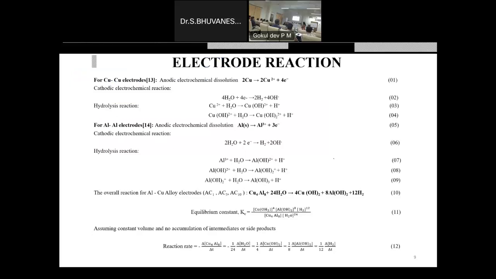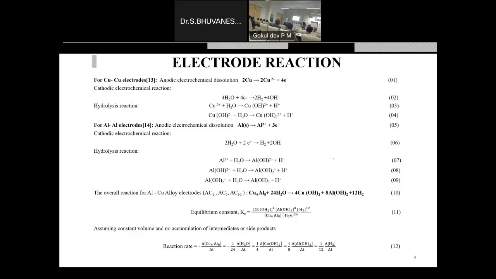Yeah, these are the electrode reactions. What is happening? I think yesterday I was asking some question, and they were able to answer. Anode means what happens? Release of electrons takes place. If your anode is copper, then the release of electrons will be taking place. Copper and 4 electrons will be released. These released electrons will be joining with water and forming hydroxides.